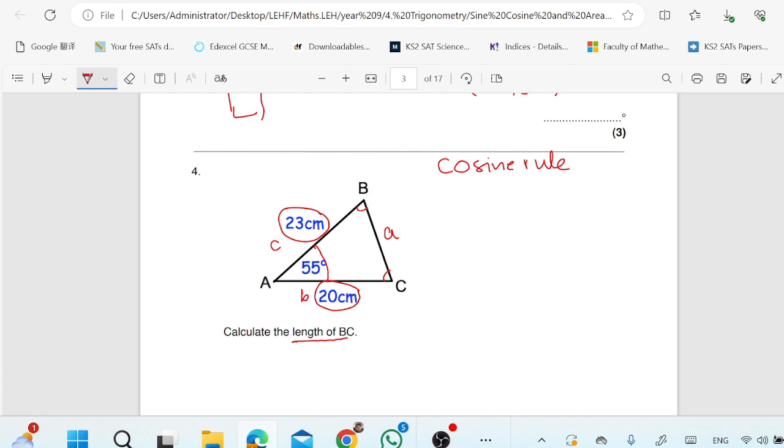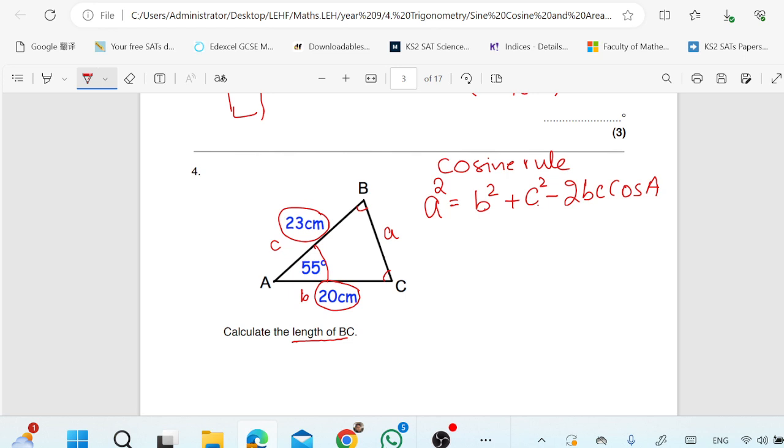So the cosine rule says if we have a missing side a, then a square is equal to b square plus c square, where b and c are the other two sides, minus 2bc, the same two sides, and cos of capital A. So the cos of A is the angle opposite to the side which you are going to find. This applies to all three sides.